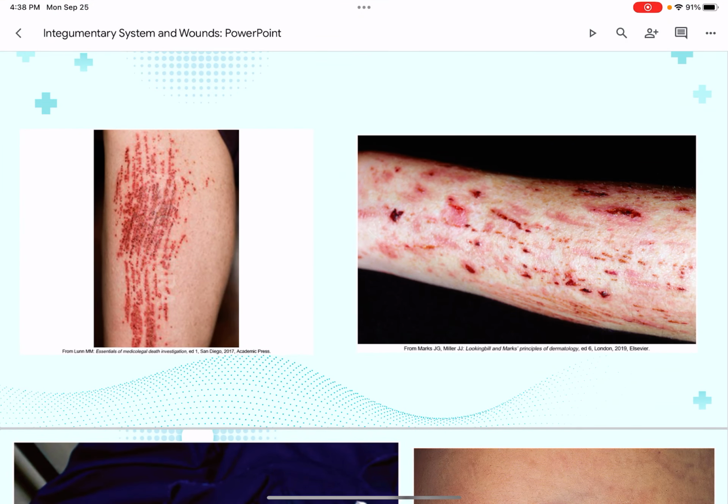On this slide, the left picture is an abrasion, which is a partial thickness wound caused by the scraping away or rubbing of the skin. On the right is excoriation, which is loss of the epidermis, the top skin layer, caused by scratching, or when the skin rubs against skin, clothing, or other material.